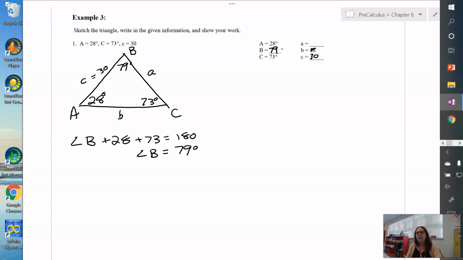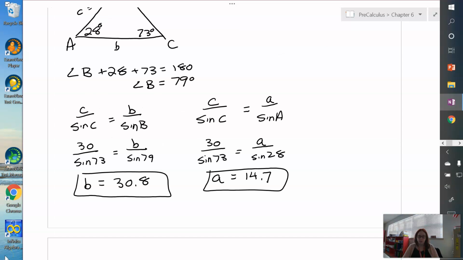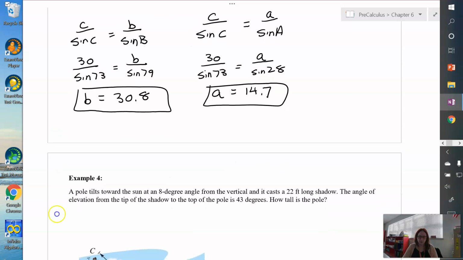All right, try this on your own. Try getting sides A and B. So pause here, and then when you come back, you can see if your work matches mine. All right, so for B, I got 30.8, and for A, 14.7. So check yours and go ahead and make a correction in your notes if you didn't get what I got.